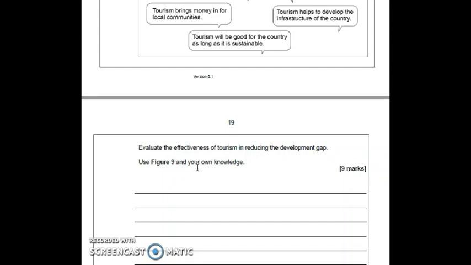You could also say that obviously if a country has more money, it can then improve its country on roads, on railway lines, on better sanitation. So there's all those things that you can explain. However, to evaluate the effectiveness, we've got to have a bit of balance. And yes, okay, tourism is good, but in the context of Tunisia, well, we can say that a lot of Tunisia's beaches have been polluted by litter.